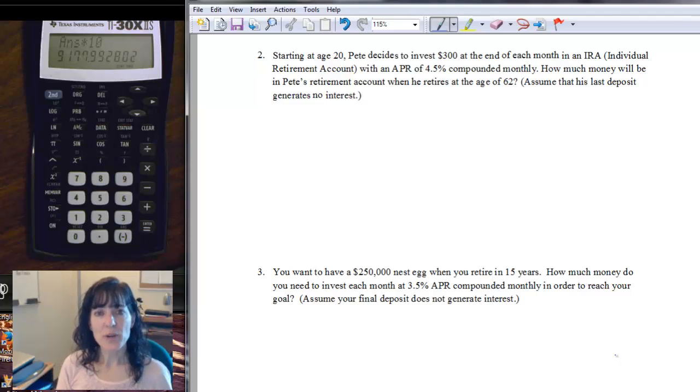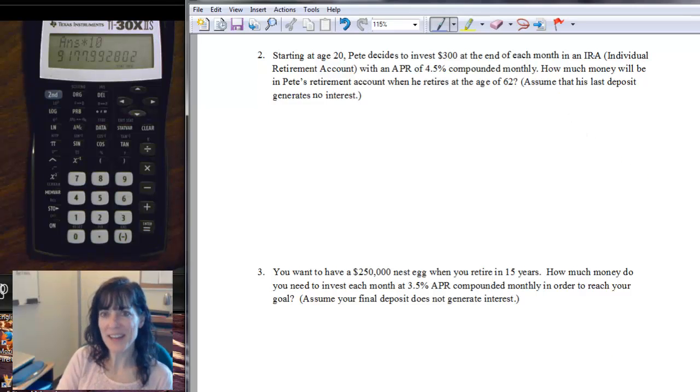Starting at age 20, Pete decides to invest $300 at the end of each month in an IRA with an APR of 4.5% compounded monthly. I haven't underlined anything yet, and it's driving me crazy, so I'm going to come back and do it. That 300 was important. End of each month tells me probably we're not going to have interest on that final payment. In an IRA, that's great.